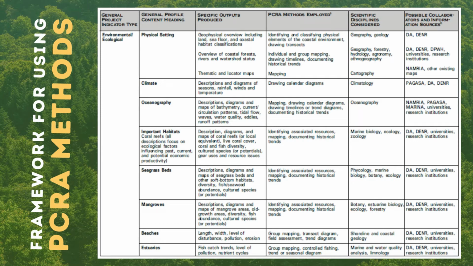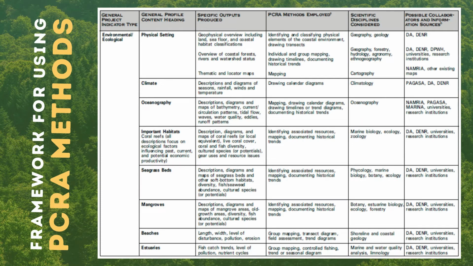The first one is the environmental or ecological project indicator type. In the physical setting, we need some geophysical overview including the land, the sea floor, and the coastal habitat classifications. We also need an overview of coastal forests, rivers, and watershed status, as well as some thematic and locator maps. So what are the PCRA methods employed?